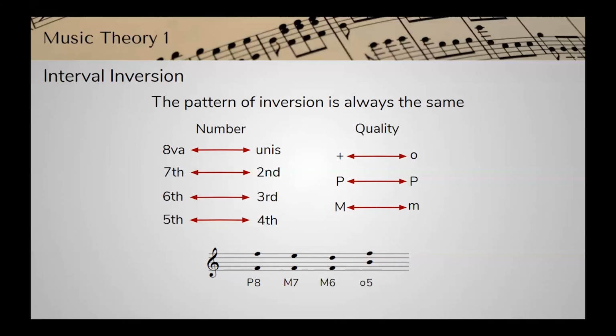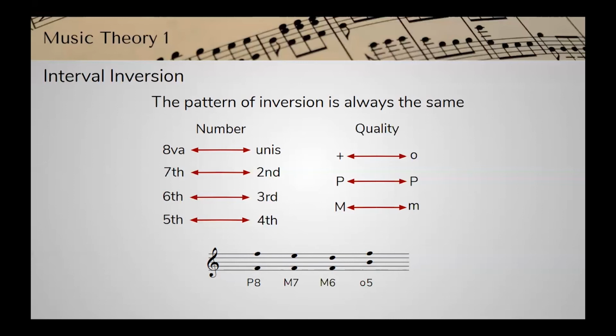This is actually really not that hard to memorize because the qualities are all kind of related to each other, right? So perfect just stays the same. That's easy to remember. Minor and major, those are sort of related. They're the standard ones. And then augmented and diminished, those are the weird ones, so they belong together too.